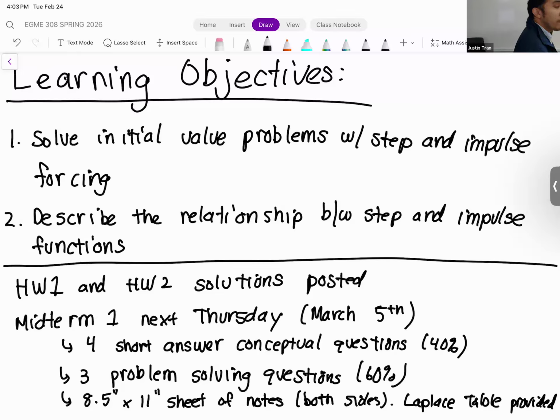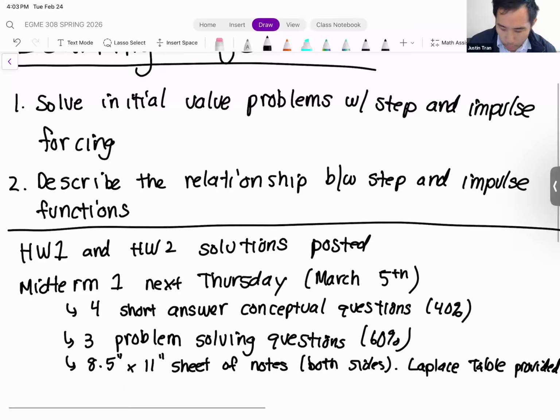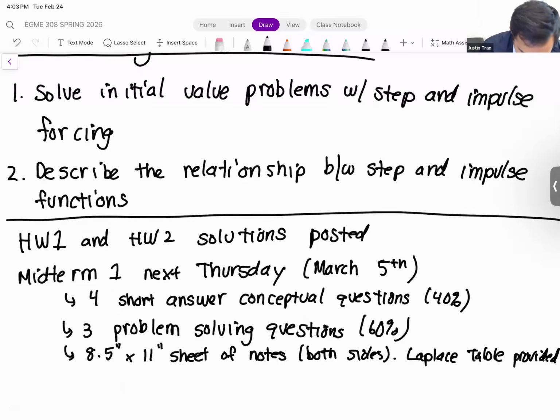Okay. You don't have to write down the Laplace table. I will provide that for you. I will provide an additional sheet which has all the Laplace transforms that you've been using on the homework. So don't worry about that. But you can write whatever else you can on the cheat sheet. Okay. One other thing that I forgot to mention here is that I also will be posting a study guide.